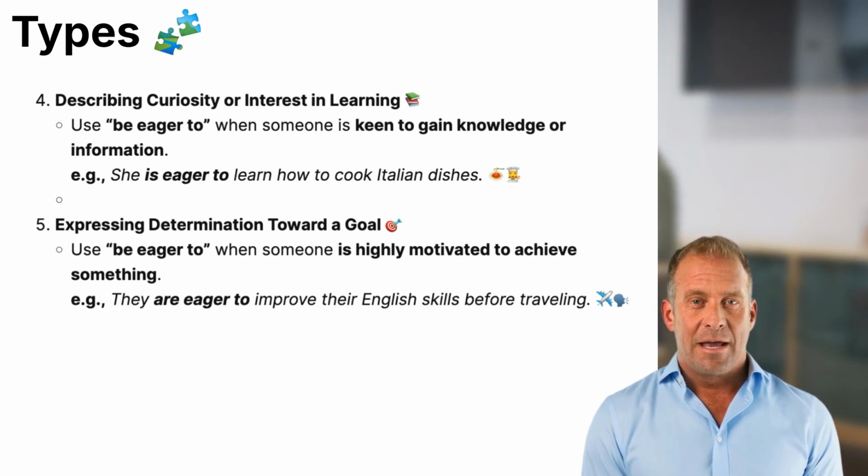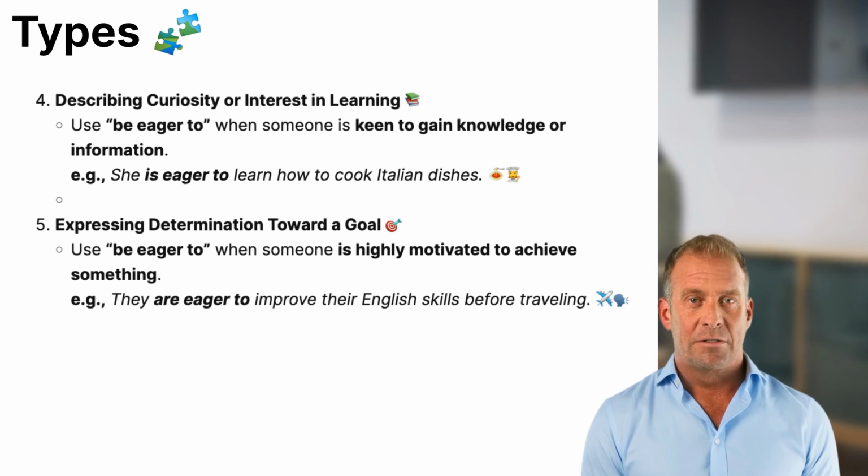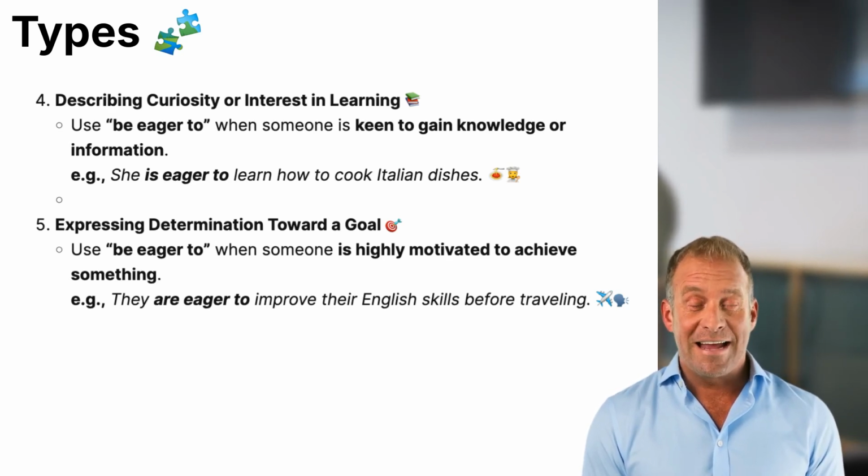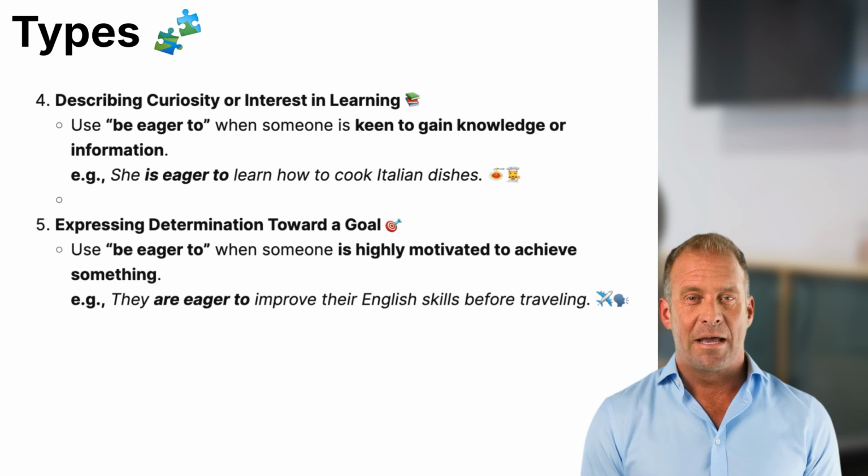5. Expressing determination toward a goal. Use be eager to when someone is highly motivated to achieve something. Example: they are eager to improve their English skills before traveling. This means they are determined to get better at English before their trip.